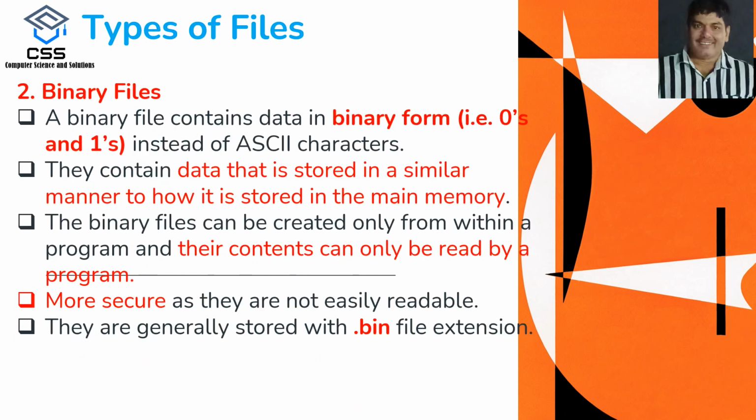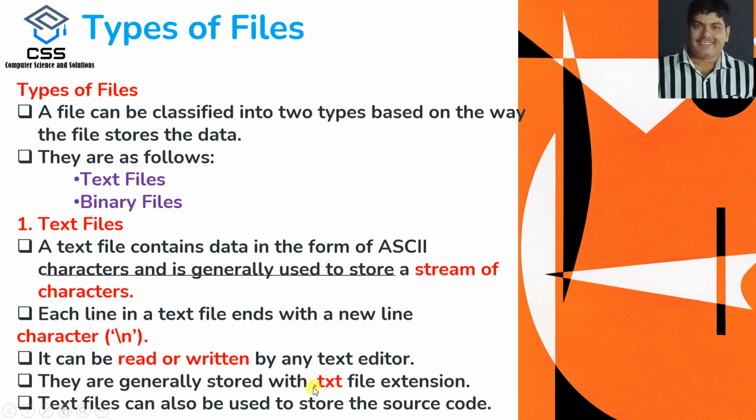But in a binary file, the data is written in ones and zeros instead of ASCII characters. They contain the data stored in a similar form to how the main memory stores the original data. The binary files are created and their content can be read by the program only. The user cannot understand the binary codes, but the user better understands the text mode file. Hence, the binary mode file is more secure in comparison to the text mode file, so far as security is concerned. And as we have discussed, the binary mode file has the extension .bin, whereas the text mode file has the extension .txt.